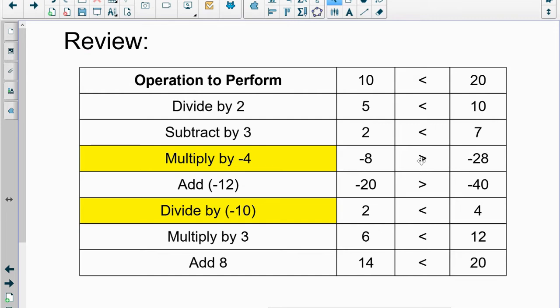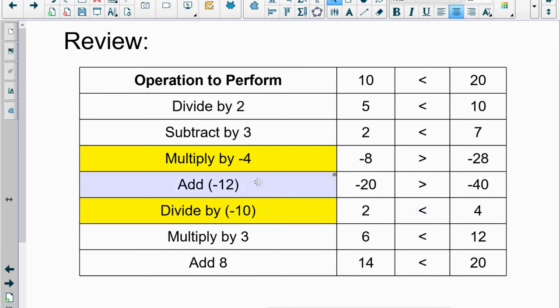So the only time our inequality symbols flipped or reversed is when we multiply both sides by a negative number and when we divide both sides by a negative number. That's what's going to cause the inequality to actually have the larger value on the opposite side. It's going to change it completely.